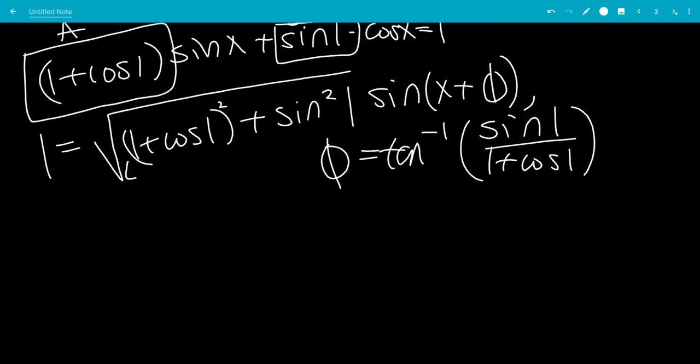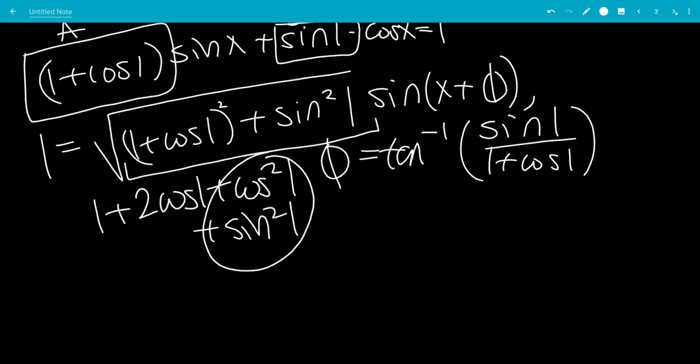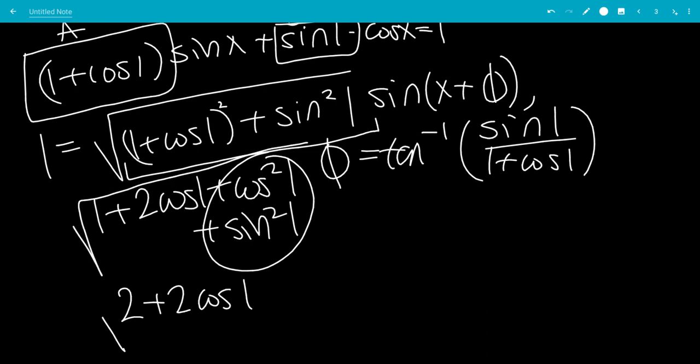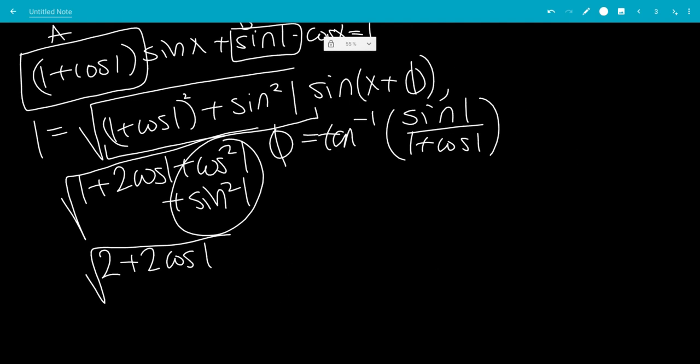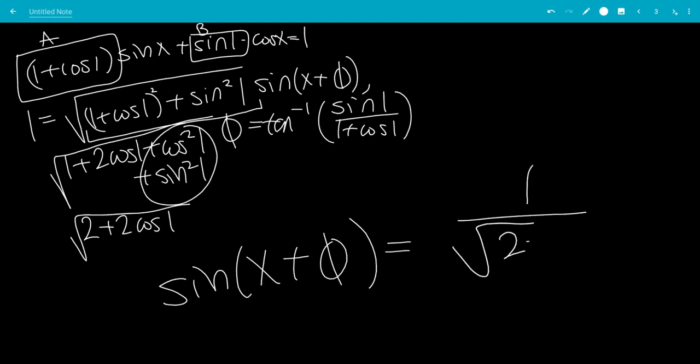So what is inside the square root? This will be 1 plus 2 cosine 1 plus cosine squared 1 plus sine squared 1. Cosine squared 1 plus sine squared 1 is 1. So this will be 1 plus 1 is 2, plus 2 cosine 1, in the square root. Now let's divide by that. So we're left with sine of x plus phi equals 1 over the square root of 2 plus 2 cosine 1.